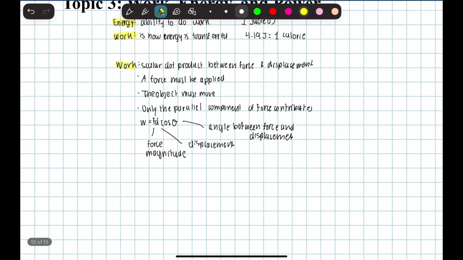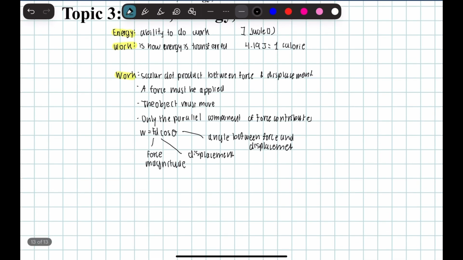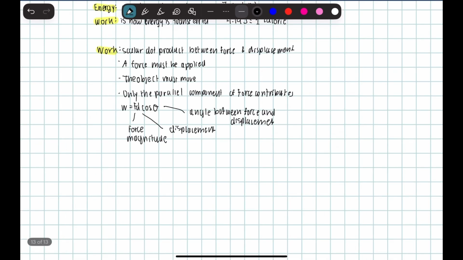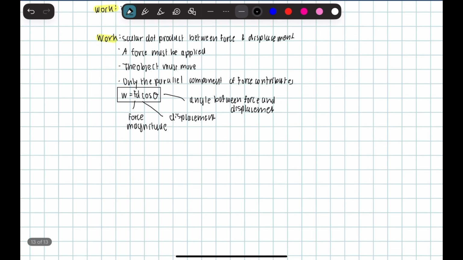And the definition of work is that it's the scalar dot product between force and displacement. What you need to know is that when a force is applied, the object must move, and therefore only the parallel component of force will contribute to the movement. So the formula for work is force times displacement times the cosine of the angle between the force and displacement. So you need to measure that angle so that you can calculate work.